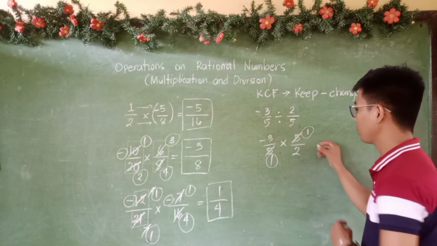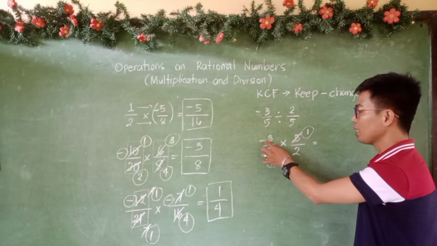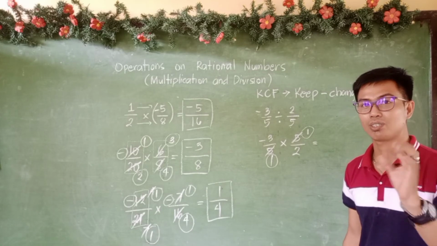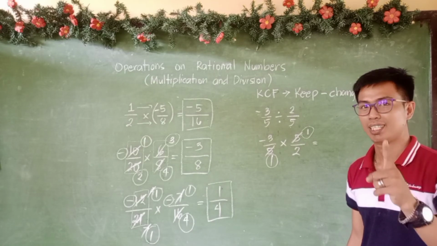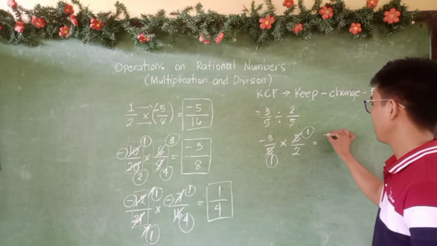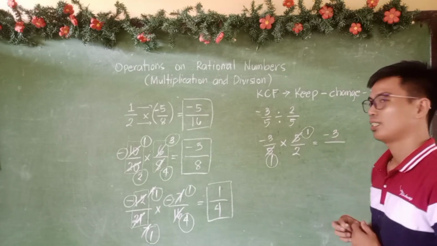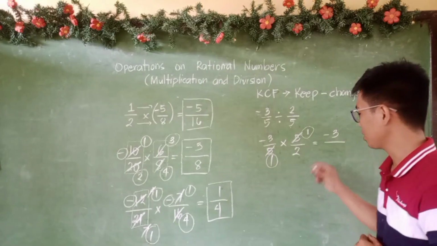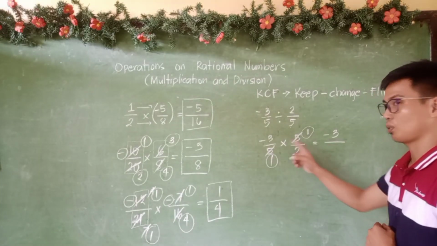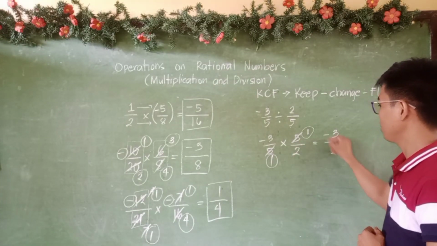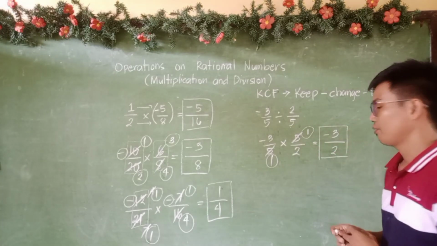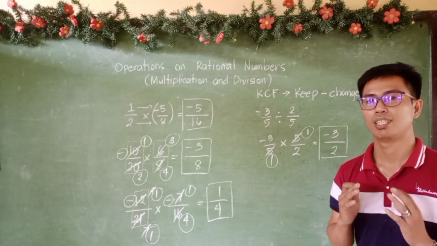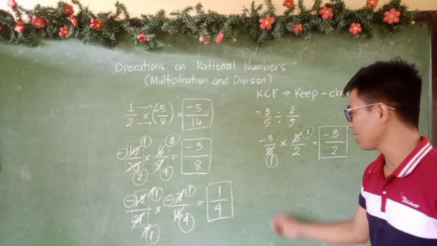Then proceed with multiplication. Negative 3 times 1. So again, multiplication tayo. So different sign, the result will be negative. So that is negative 3. And for the denominator, we have 1 over 2. So that means 1 times 2 is 2. And this is our final answer. Negative 3 over 2. So let's try another example.